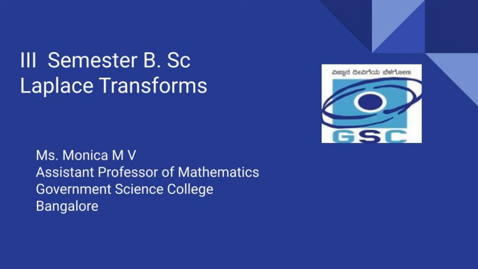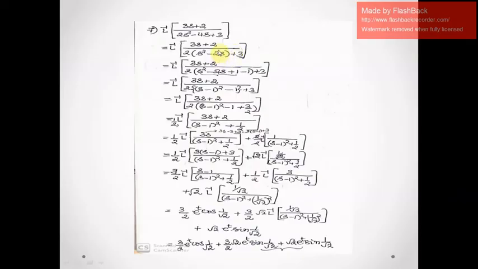Welcome back. We were on inverse Laplace transforms. We have done 6 problems already. We will start from the 7th problem now. The seventh one is of the same form, completing the square, but with a minor modification. L inverse of (3s plus 2) by (2s square minus 4s plus 3).